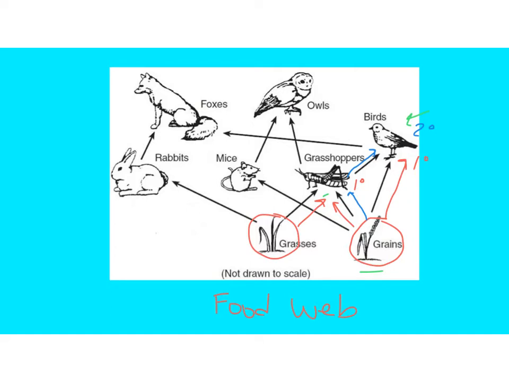Now let's look at Mr. Fox over here. Rabbits eat grass, which makes the rabbit a primary consumer, and then the rabbit gets eaten by the fox, which would make the fox a secondary consumer. But if you look at this route, the grass gets eaten by the grasshopper, which gets eaten by the bird. So the grasshopper is primary, the bird is secondary, and then the bird gets eaten by the fox. So when you go that route, the fox would actually be a tertiary consumer.